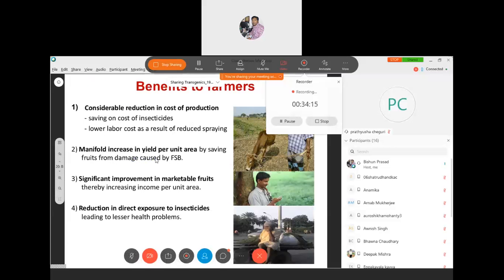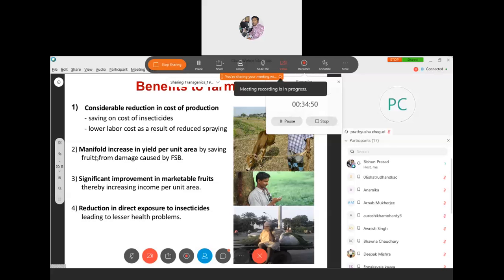So these are the benefits to the farmers if we have transgenic plants. What benefit can they achieve? The first important benefit is a considerable reduction in the cost of production. If we use transgenic plants, like BT brinjal or BT cotton, there is a drastic reduction in the production cost. Why? Because we have to apply less amount of pesticides. If we spray less pesticide, then there is a reduction in the cost of production of cotton as well as any transgenic plants.